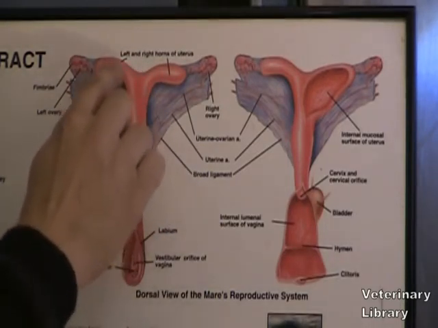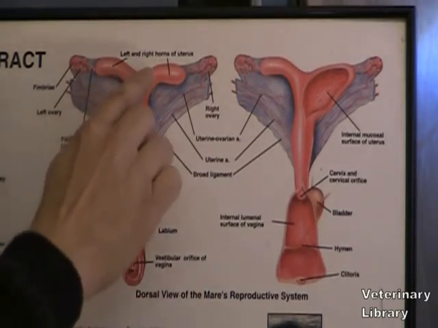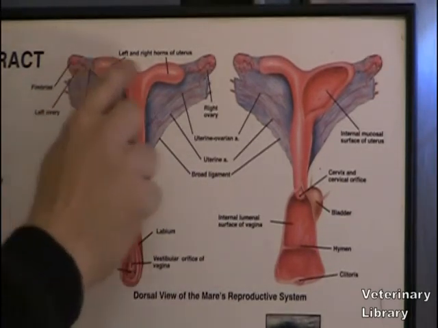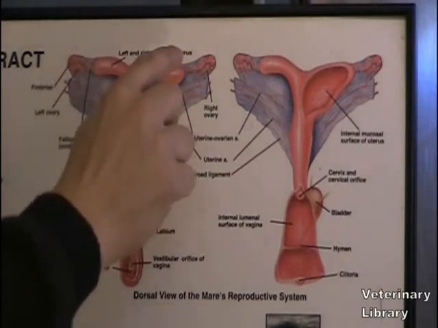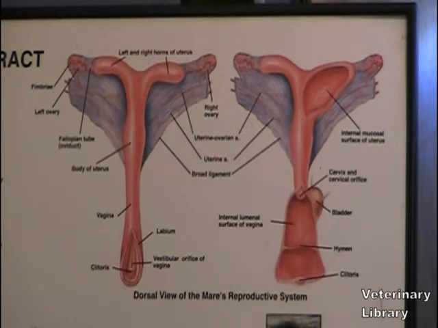The points at which the uterine horns come off the uterine body are called the bifurcations, this being the left bifurcation and this being the right bifurcation. The uterine horns in this diagram are shown in a T position, but oftentimes the uterine horns are rotated upward in a Y position, which will become important when we talk about scanning for ovaries.